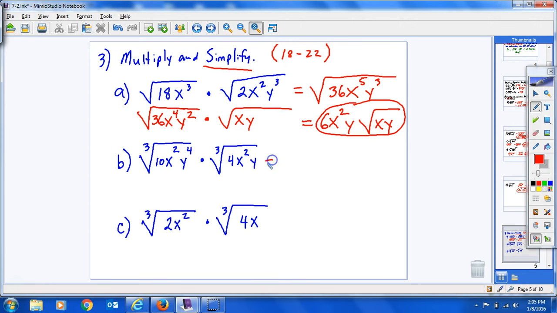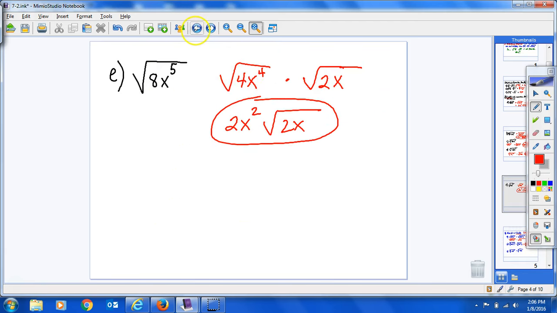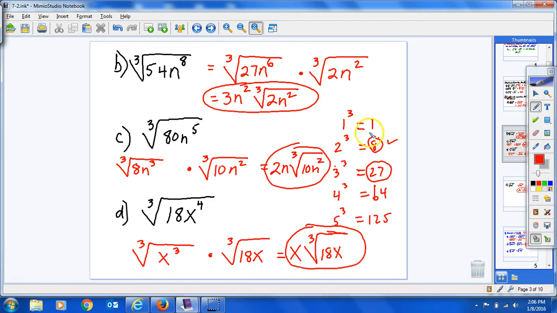Letter B, let's multiply first, and we get the cube root of 10 times 4 is 40, x to the 4th, y to the 5th. Now again, always pay attention to the root that you're dealing with. So these are cube roots, so let's think about our cube root list again. I'm looking for a perfect cube root number that has a perfect cube root that divides into 40. Looks like that's going to be 8.